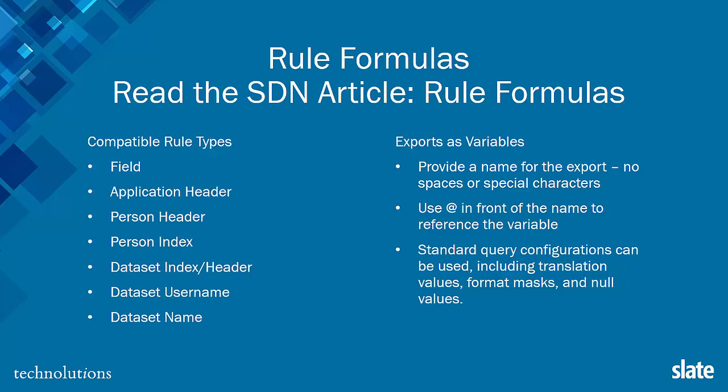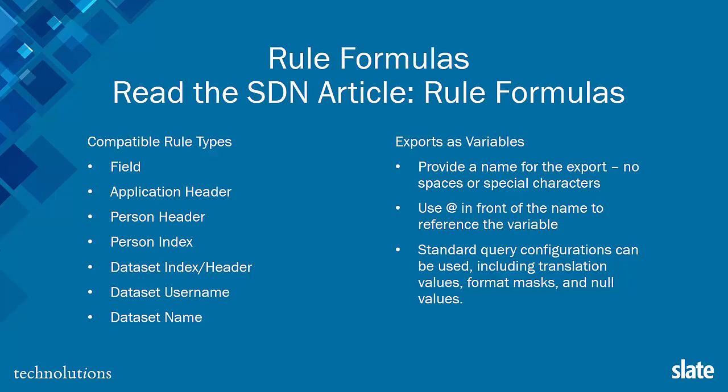The dataset index header is the same thing as the person index and header, but it's for datasets, so organizations. Dataset username is again going to be something for setting a username for a dataset. This is usually seen when you may have a portal or something like that that's accessing the username, and maybe a PIN needs to get generated or something like that. So it's an example there.